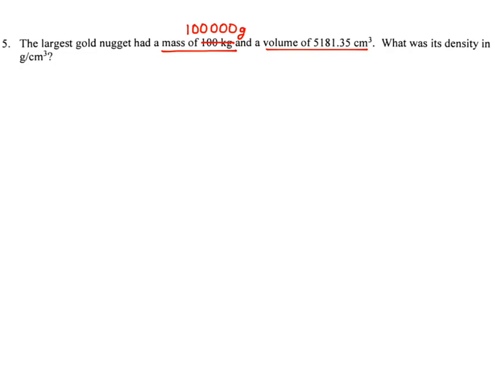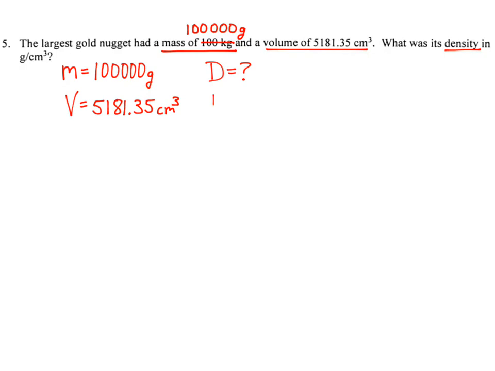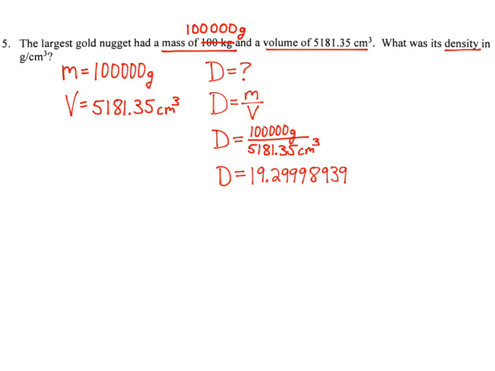So we are given mass and volume. We write this, and we need to find density. So we write our mass and our volume out to the side. Mass is 100,000 grams, volume 5181.35 cubic centimeters. And we are asked to find density. So we use our density equation. Density is mass divided by volume. Plug in our numbers. 100,000 grams is our mass divided by 5,181.35 cubic centimeters is our volume. And then we just do the math here. We have 19.299989939, which is way too many significant figures.